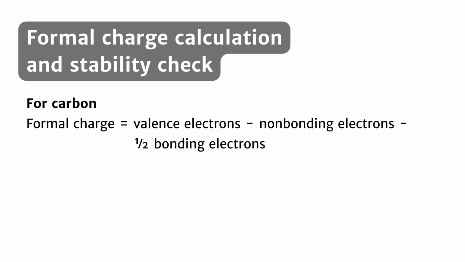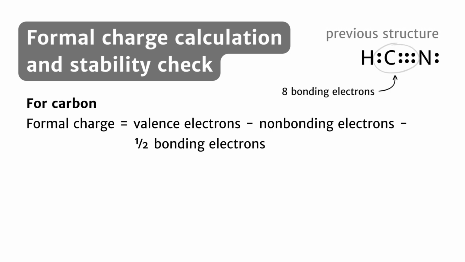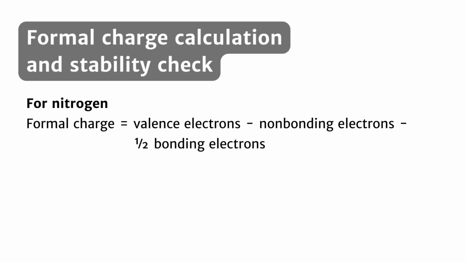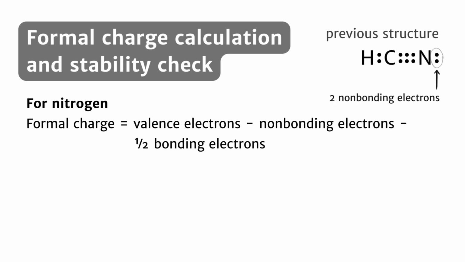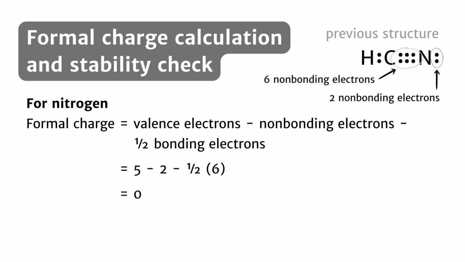For carbon atom, valence electrons are 4, non-bonding electrons equals 0, and bonding electrons are 8. So the formal charge will be equal to 4 minus 0 minus half times 8, which equals again 0. For nitrogen atom, valence electrons are 5, non-bonding electrons are 2, and bonding electrons are 6. So the formal charge will be equal to 5 minus 2 minus half times 6, which also equals 0.